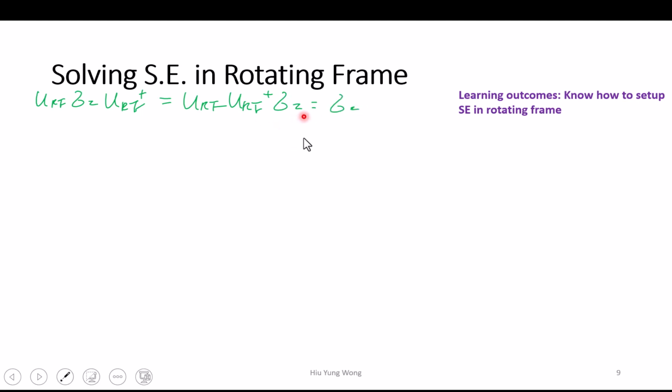Are you okay with this? Why can I swap them? They are matrices. Why can I swap them? Because U_RF only has σ_z. So σ_z commutes with σ_z. It's exponential σ_z, but if you do Taylor expansion, it's just all powers of σ_z. So σ_z times σ_z is equal to σ_z times σ_z. So I can swap these two matrices, and then 1 times 1 equals 1. You cannot swap matrices without any reason. This is the reason why you can swap them, okay? So this one becomes σ_z.